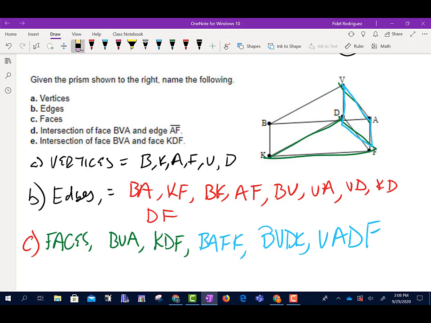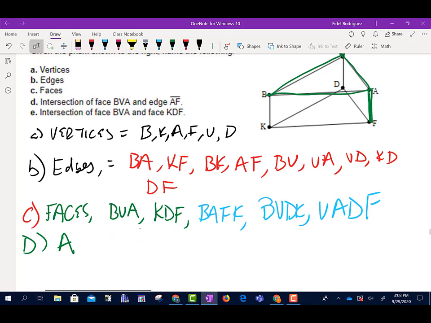All right. So now let me clean up this mess, okay? And let's do part D. Part D says, where does the intersection of the face BVA, this one here, and the edge AF, where do they meet up at? At the vertex A. Okay. And then, let me get my eraser again. Let's clean this mess up.